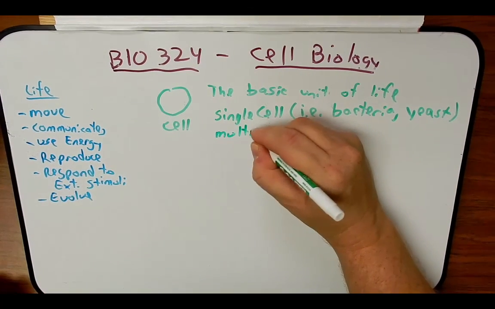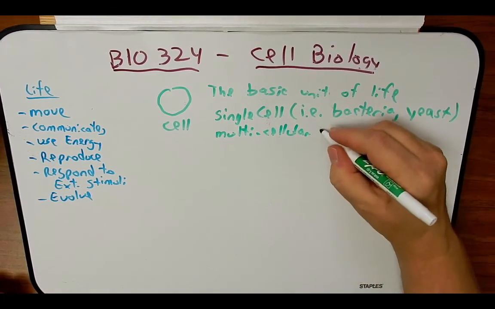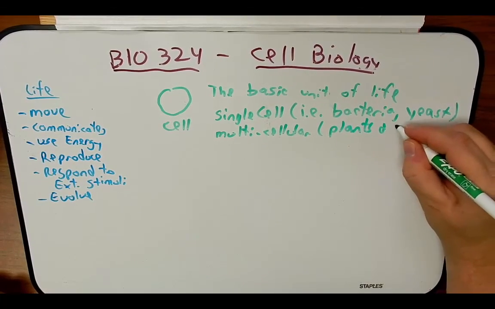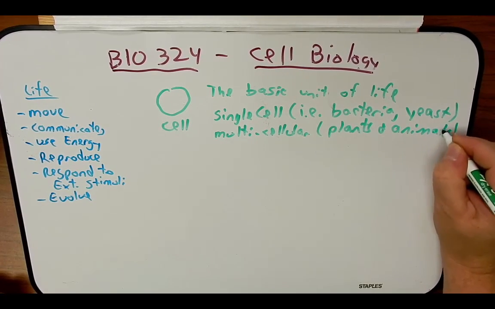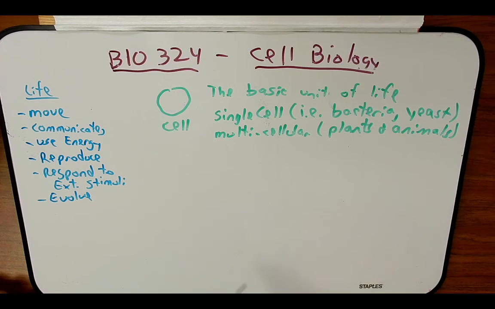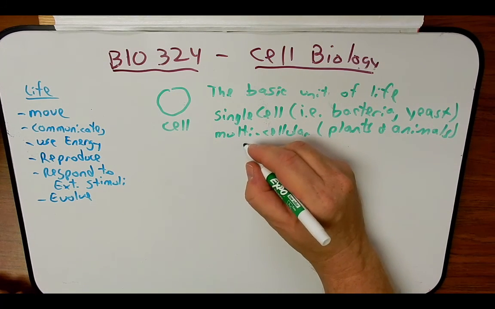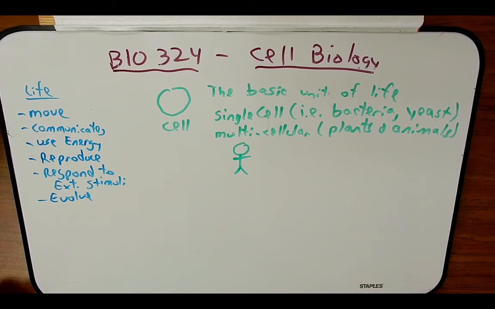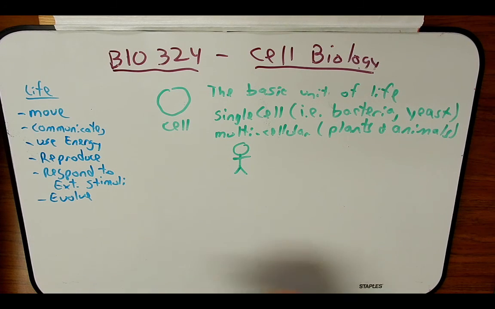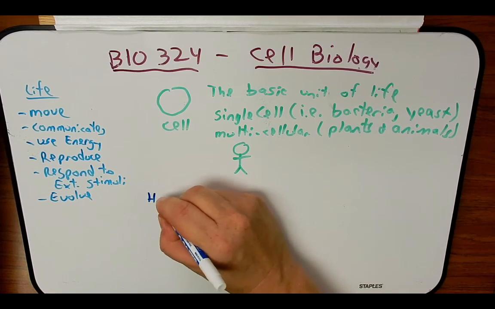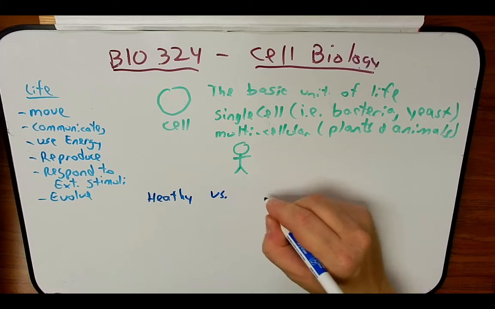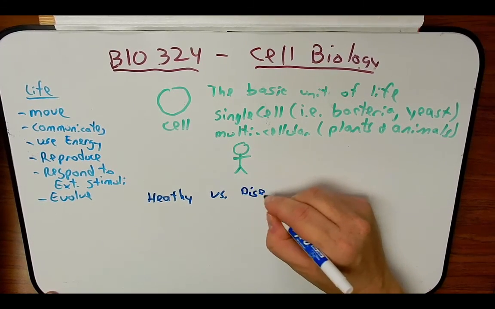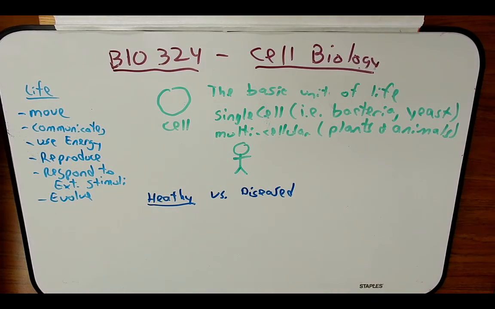If you're studying multicellular organisms, and we're primarily going to think about plants and animals in this class, understanding how this single cell in a multicellular organism moves, communicates, uses energy, reproduces, responds to stimuli, and evolves, then we understand, or at least we step towards understanding, how a multicellular organism as a whole carries out these life characteristics. By understanding life in a single cell and ultimately in a multicellular organism, it helps us understand how that life functions during healthy situations versus unhealthy, or I'll just write diseased situations. You kind of need to know healthy before you can really appreciate disease.